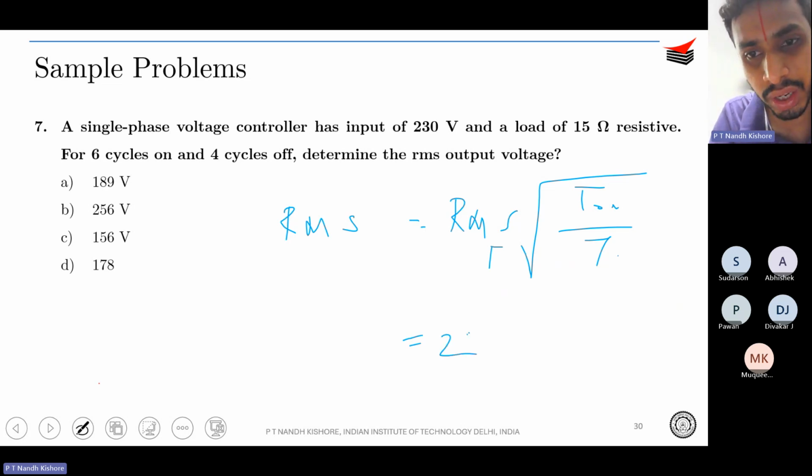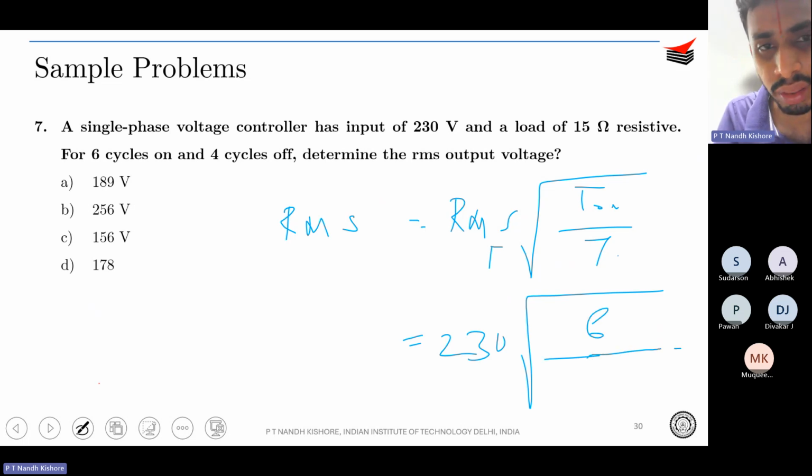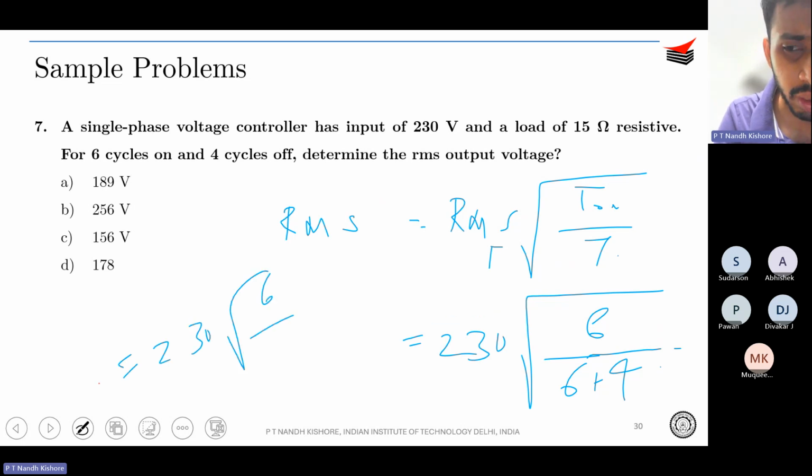Intuitively you can find it's going to be 230 into root over what is T on? 6 cycles, right? And what is your T? 6 plus 4. So it is basically 230 into root over 6 by 10. The answer should be somewhere here. You guys can calculate, I will also just compute.